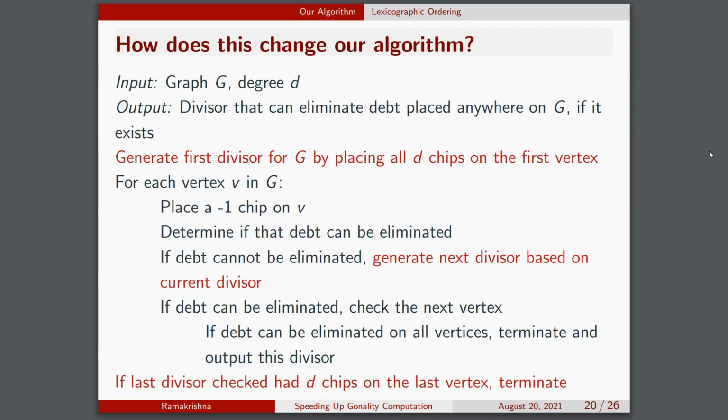And finally, one of our termination conditions: instead of checking if we run out of divisors in the list, we just check if the last divisor has all its chips on the last vertex, and terminate in that case.